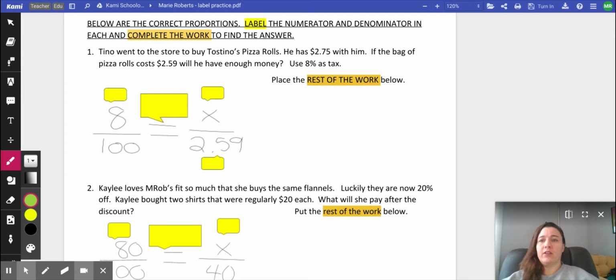So you have a test coming up soon, and this is a really good review for you. So let's start with the first word problem. We should always highlight the important information.